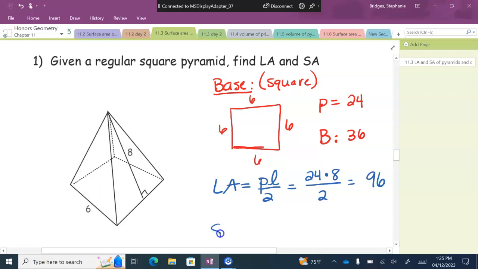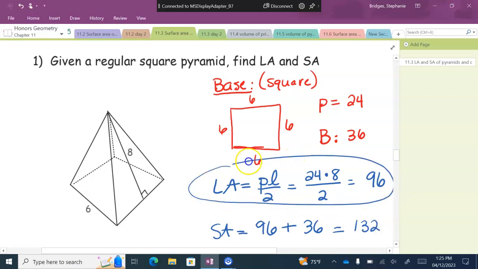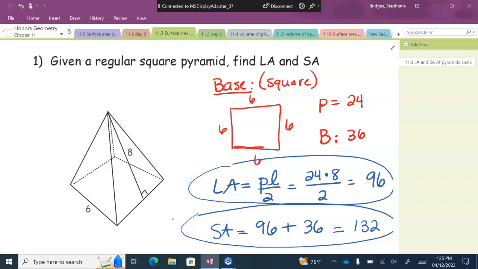And then for my surface area, we take that same lateral area, that 96, and we add the area of the base. There is only one base, so we don't need to double it. What is the area of the base here? 36. So my total surface area is going to be 132. Lateral area is 96, surface area is 132. So if I have a simple pyramid like a square pyramid, and I'm given the slant height, they're really not that hard. It's when we're not given everything we need and we have to figure out what parts to find and how to find them. That's when these pyramids get a little trickier.